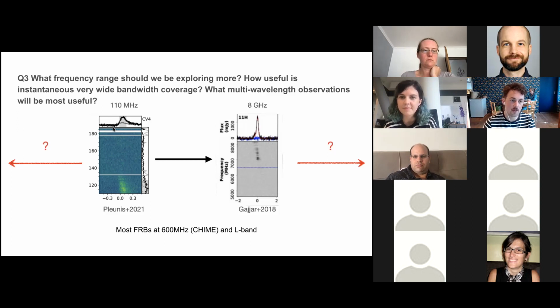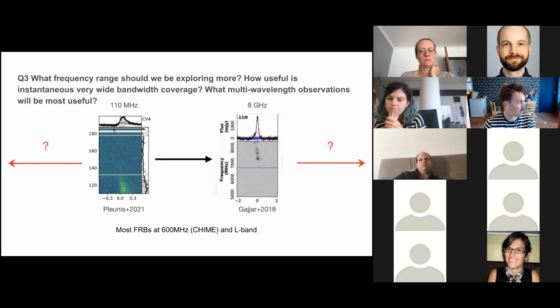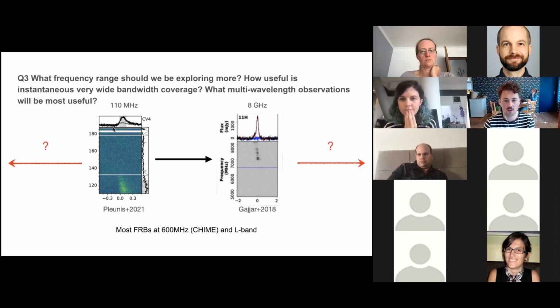So I was also thinking, and I'd like to hear other people's thoughts on this, is we could try to set up these instantaneous very wide bandwidth coverage of a blind search and point a higher frequency telescope at some part of the chime's field of view. And then if we detect any one of FRBs with chime, you can see if there's any emission also at a higher frequency or at lower frequencies.